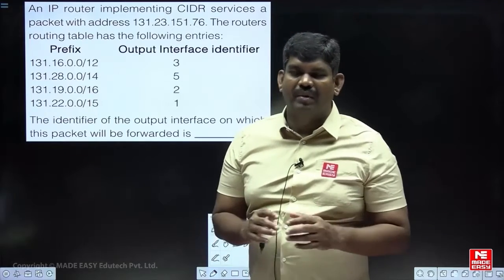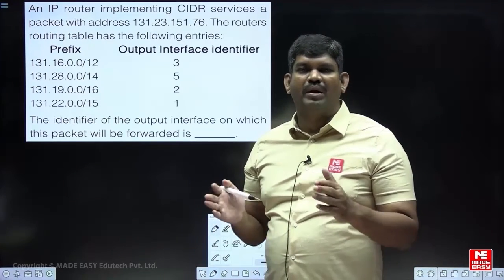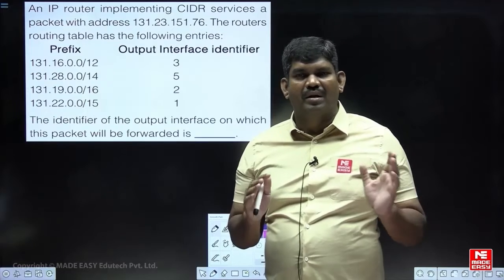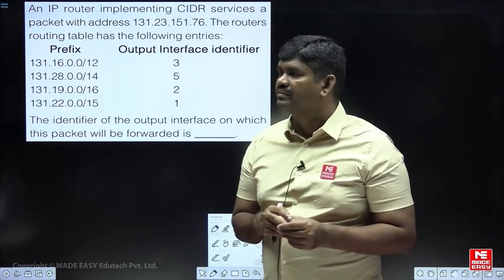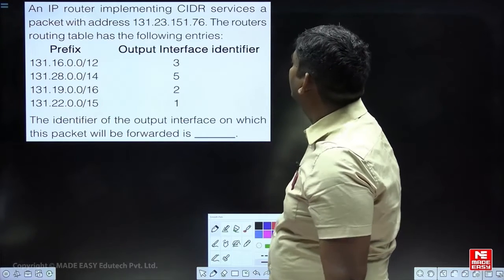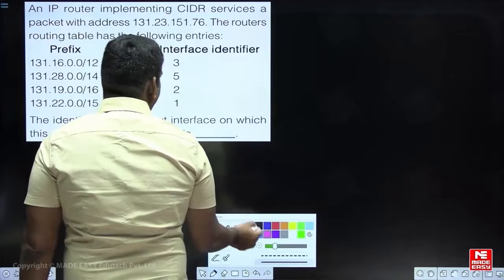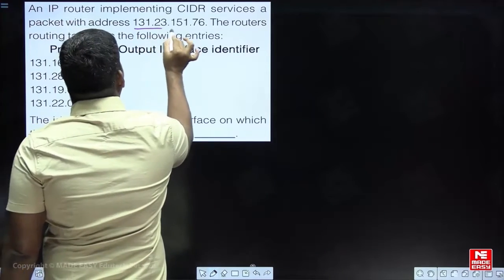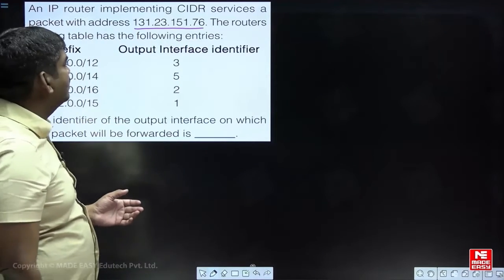So the longest mask matching gives you an idea that when a packet comes to your router and you find more than one path, then the path having more ones in the mask is preferred. Now, based on that, let us analyze. They have given an IP address in this problem. This is one of the previous GATE PYQ questions.